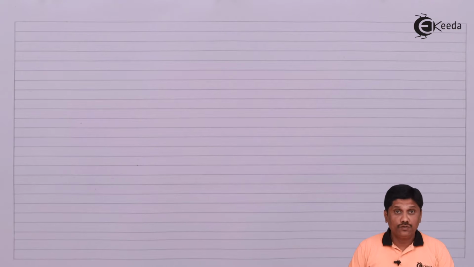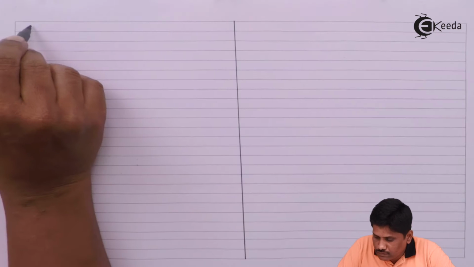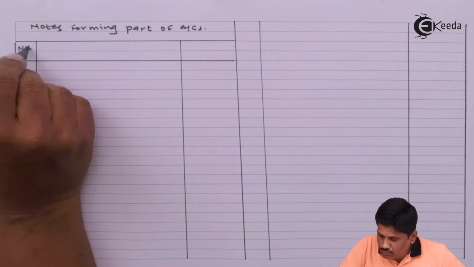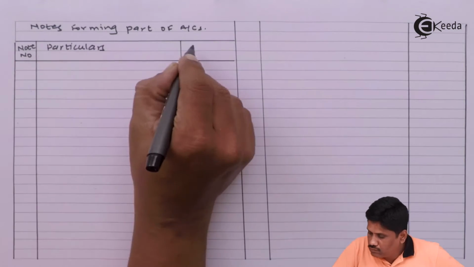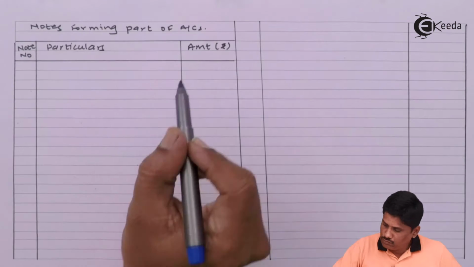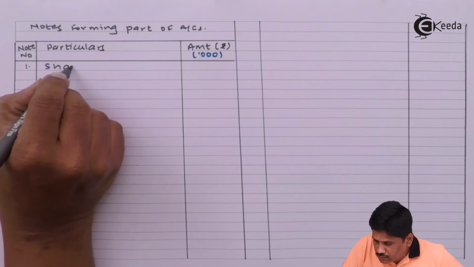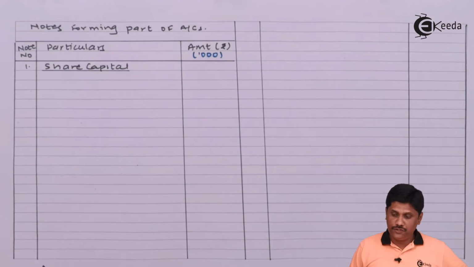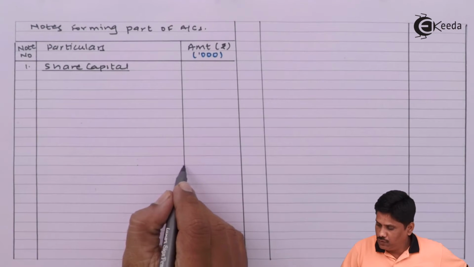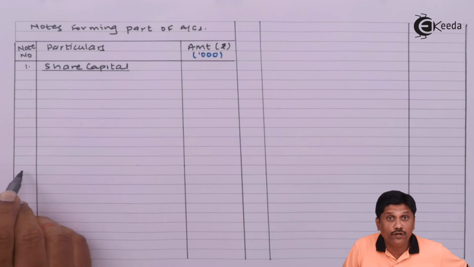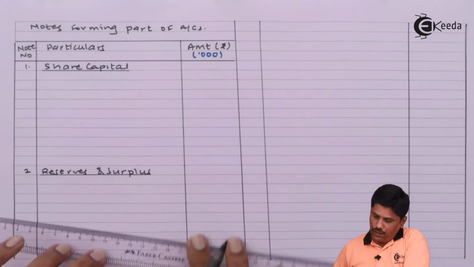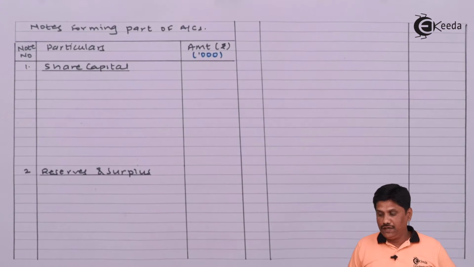Now I need to prepare notes forming part of accounts. Approximately 8 lines you can keep for your share capital. I have kept 1 or 2 lines more. Note number 2 will be for your reserves and surplus. Again about 8 to 10 lines you may need.